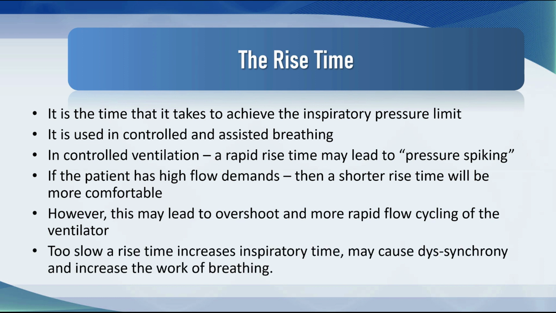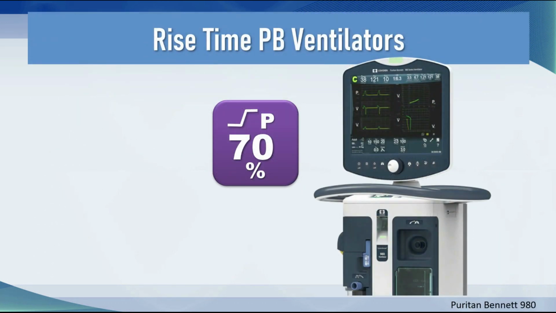Too slow a rise time increases inspiratory time and may cause dysynchrony and increase the work of breathing. Let's look at a couple of ventilators. This is the Puritan Bennett 980 ventilator, and the rise time is controlled on this ventilator by a specific setting that gives you a percentage, and you can find this on the screen, and I'll show you that later on. And on this particular setting, we have it at 70%.